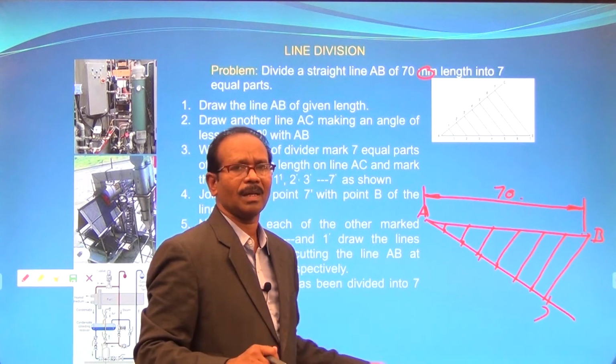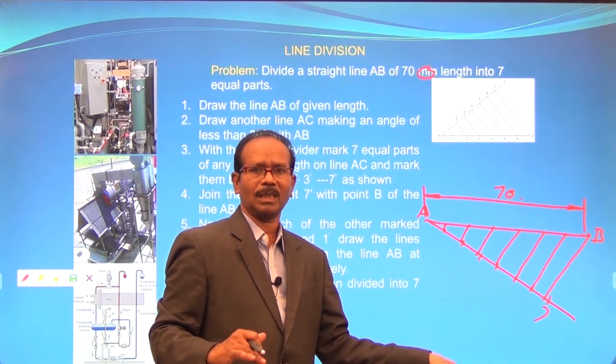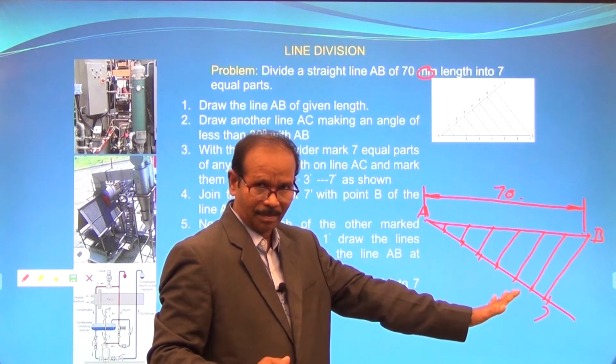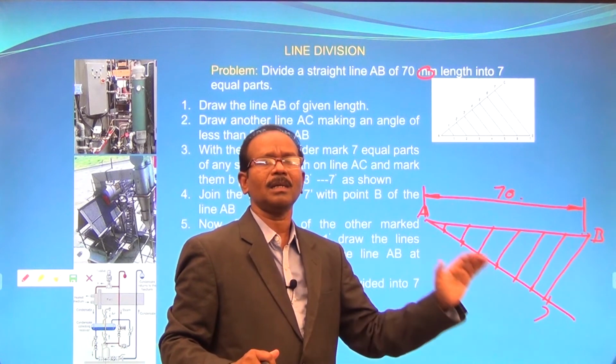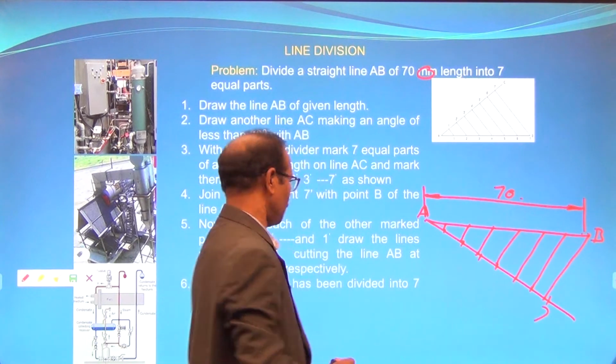Why? Because we put a small note on your drawing sheet: all dimensions are in mm. That means 70 means mm only. So this is the line division method. Let's go to the next problem.